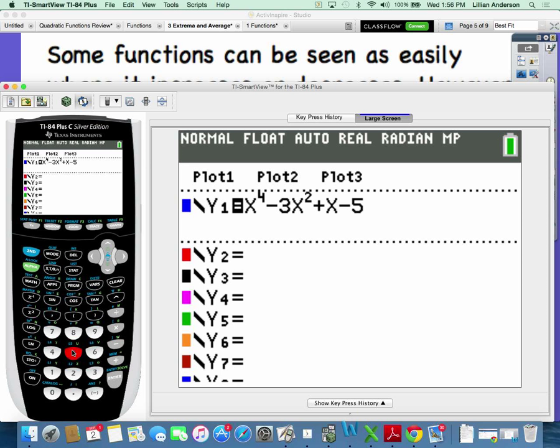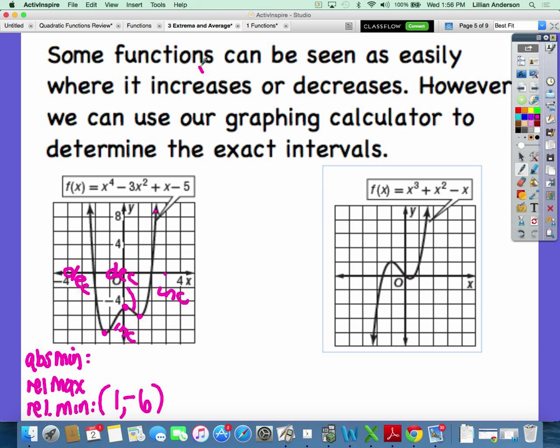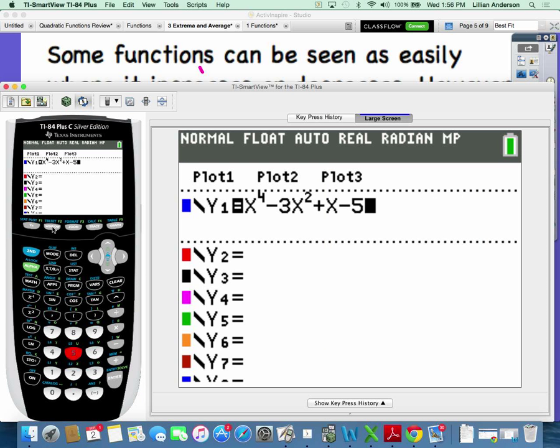Minus 5. Okay, we got it? Now before you click graph, you need to fix your window, because if you're using one of mine, who knows what that window setting has changed to, okay? So we're going to change the window so that our screen looks exactly like the picture we have. To do that, we'll go to Window, which is right beside the Y equals button.